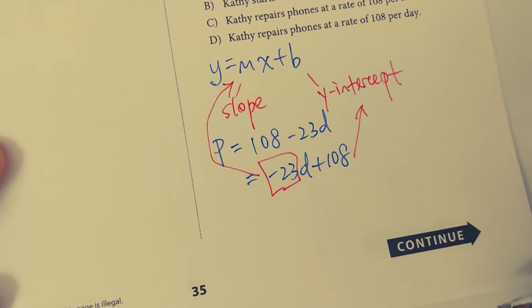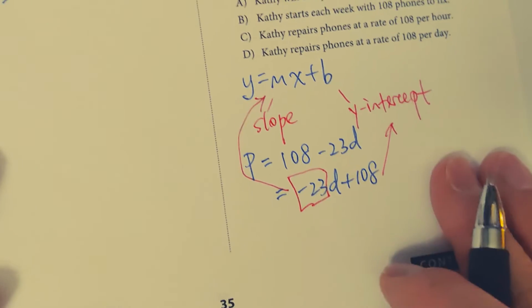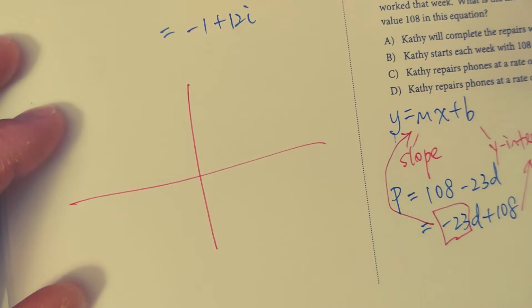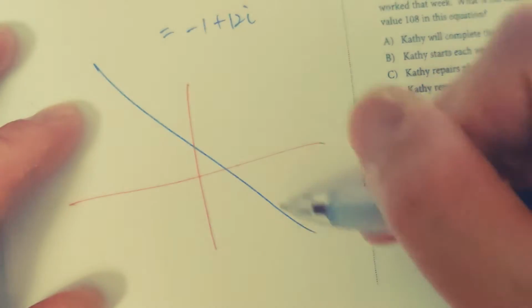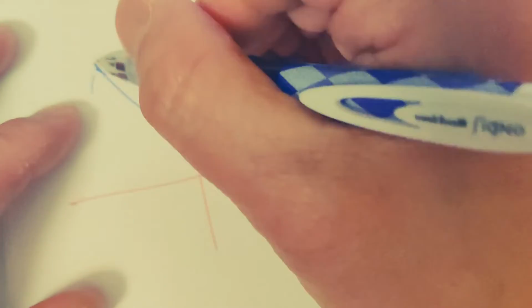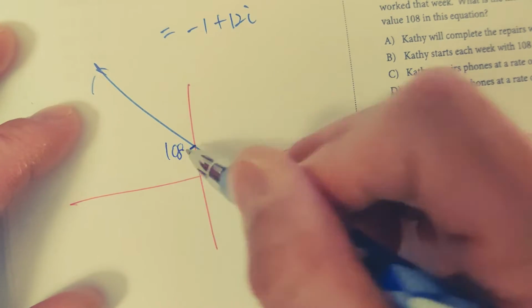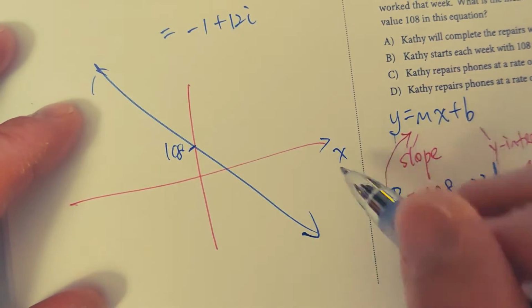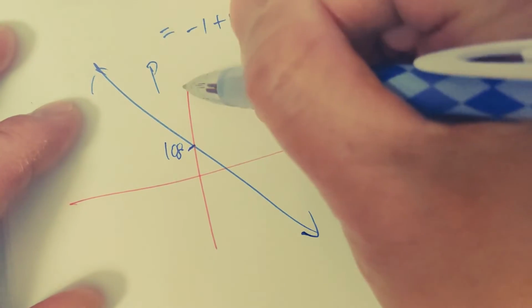Okay, so when you draw a line in slope-intercept form, you can see that the slope is negative. That means it's going downhill from left to right, and that starting value would be the y-intercept, which is 108. The x-axis will represent the days, and the y-axis will represent the P value.